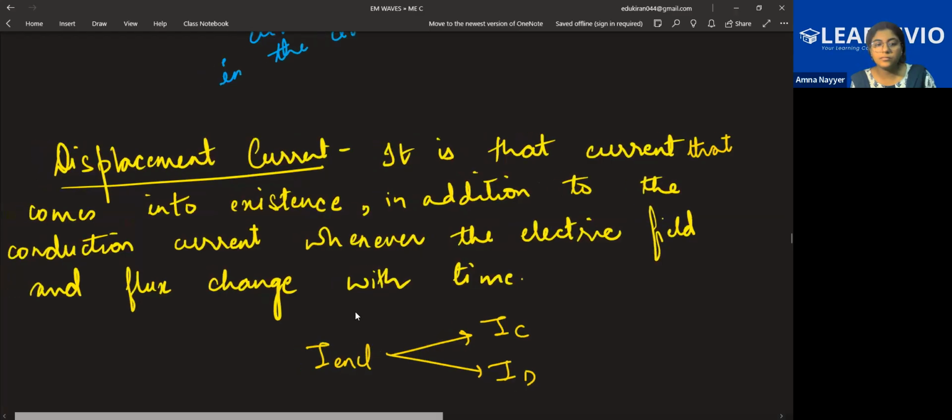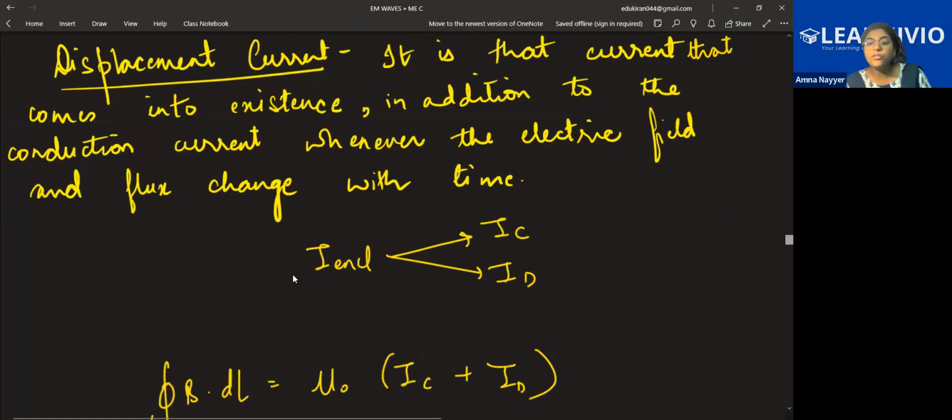In addition to the conduction current, whenever the electric field and flux change with time, this is an additional current. So the I enclosed, in the case of EM waves, comprises two currents: conduction current and displacement current. Is it clear, class, till here? Yes, ma'am.